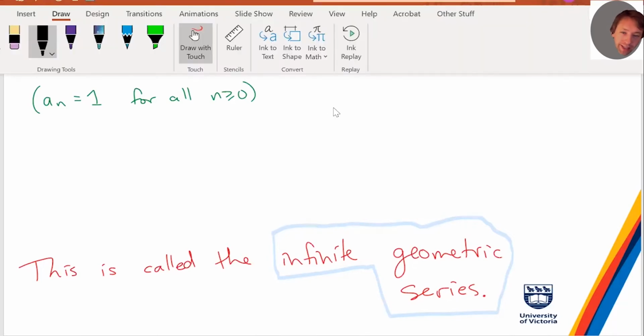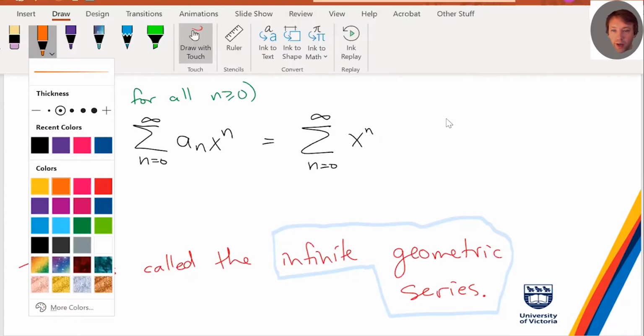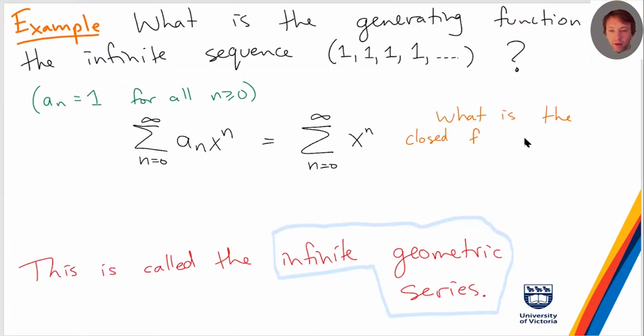And of course, the easy answer is to just write the sum, because that's always correct. So I can just write the sum, where all of the a_n are equal to 1. So it's just the sum of x to the n. But what I'm more interested in is not just the generating function written as a sum, but what is the closed form of this sum?